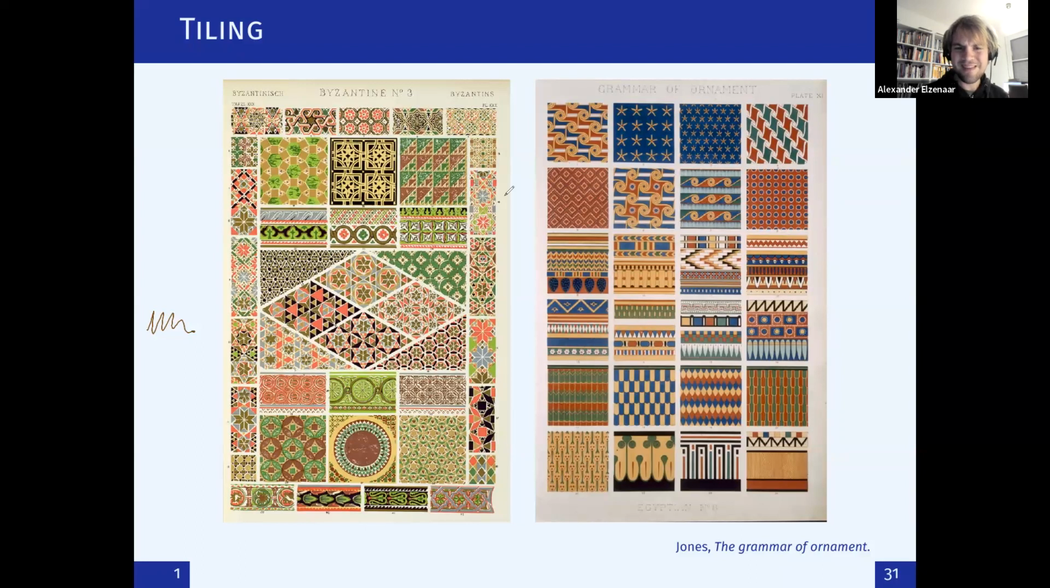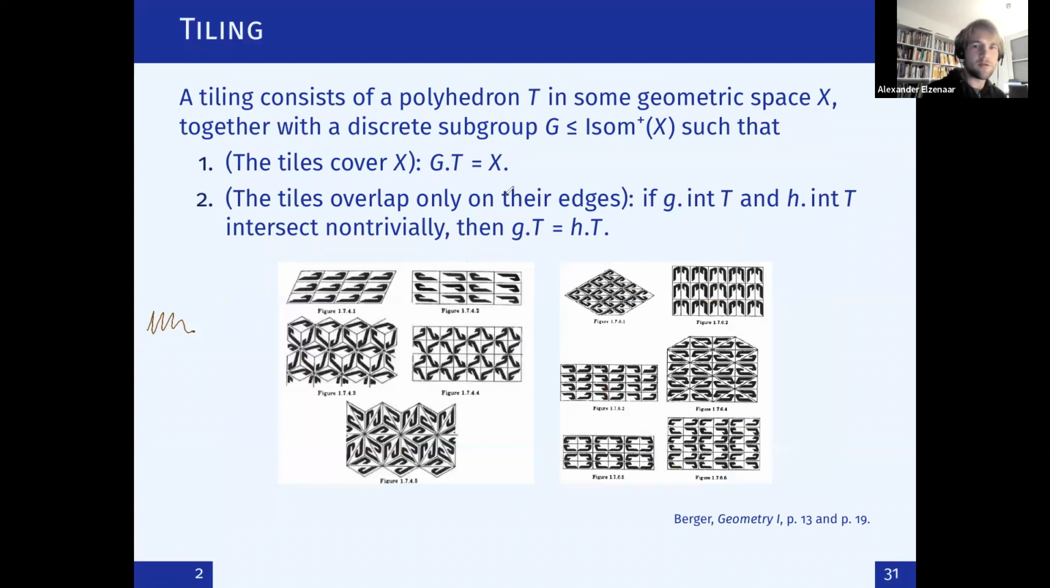So there are two things that a tiling of the plane should have. First of all, your tiling should actually be a tiling of the plane. You should cover the whole plane. And second of all, your tiles shouldn't overlap. In what I want to do today, I'm actually going to drop condition one a lot of the time. So my tiling is sometimes going to cover only a subset of the plane.